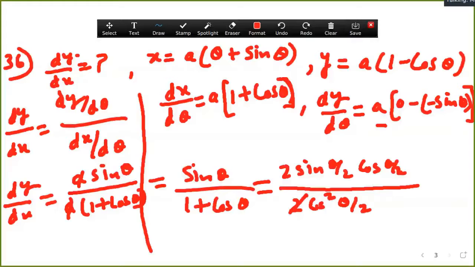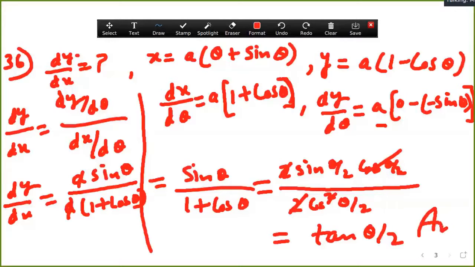2 is cancelled by this 2. One power is cancelled by cos theta by 2. What you are getting? Sine theta by 2 upon cos theta by 2. That is tangent theta upon 2. This is the answer of the example number 36. Now come to the example number 37.